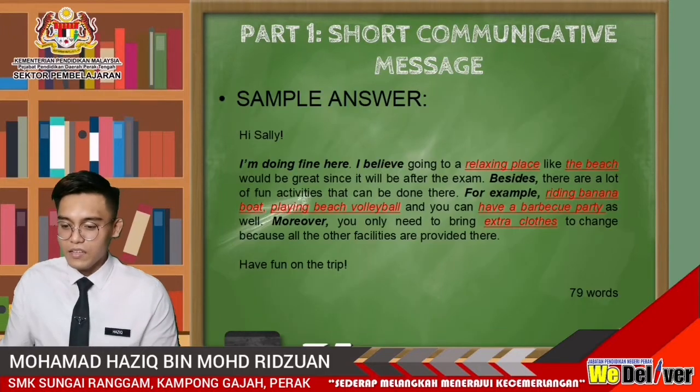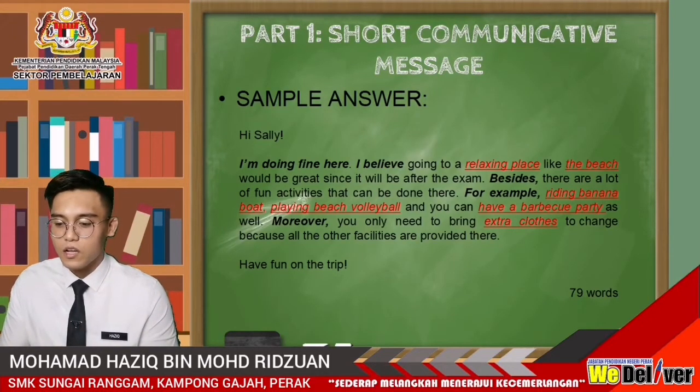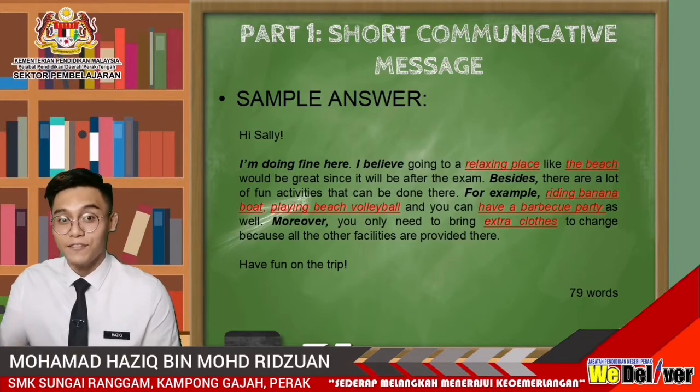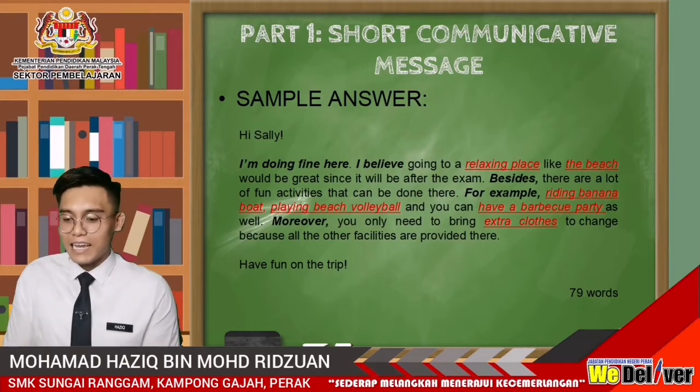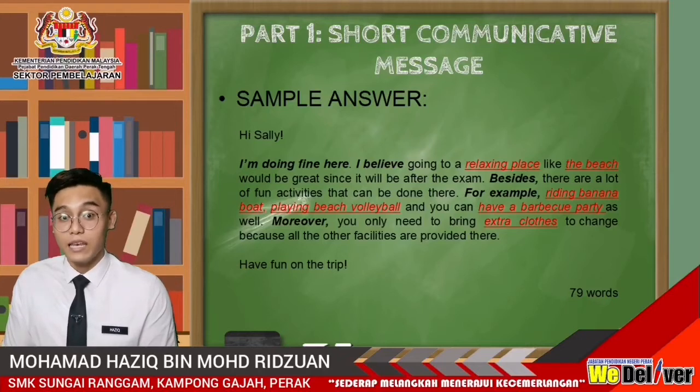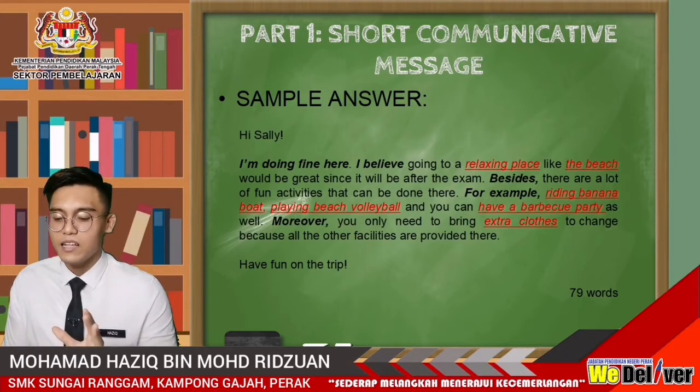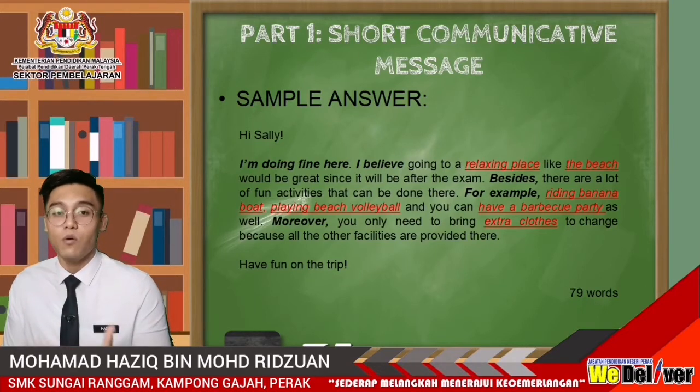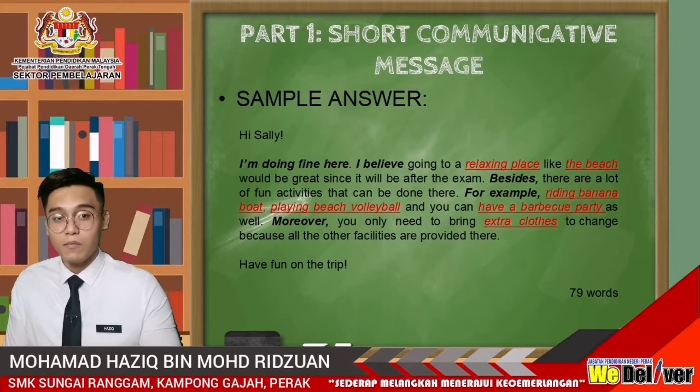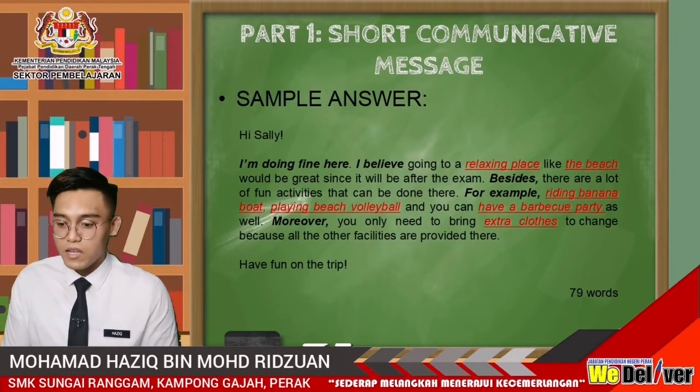Okay, so this is the sample answer. Alright, I need you to focus on the wording that is bold and also painted red over there. Alright, hi Sally. Okay, you have to put the name, yeah, Sally. I'm doing fine here. That's the greeting part. Okay. It's not necessary for you to start with how are you, because in the previous email, Sally already greeted you, so you just answer the greeting. Okay. I'm doing fine here.